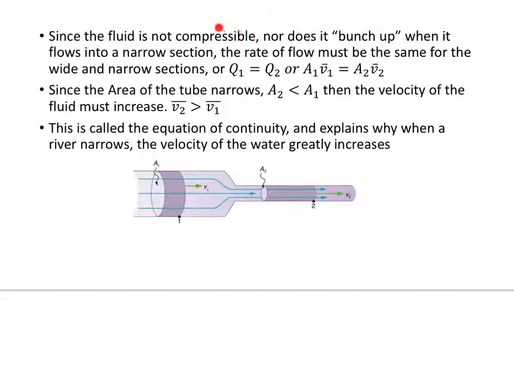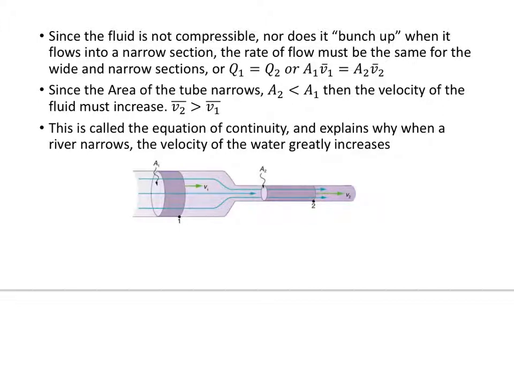Fluids are not compressible, nor do they bunch up when a fluid flows into a narrow section like you see down here. So the rate of flow must be the same for both this wide section and the narrow section. Or in other words, Q1 must be equal to Q2. And from what we saw in the last slide, that means A1 times the average velocity, V1, is equal to A2, this cross-sectional area, times the average velocity, V2.